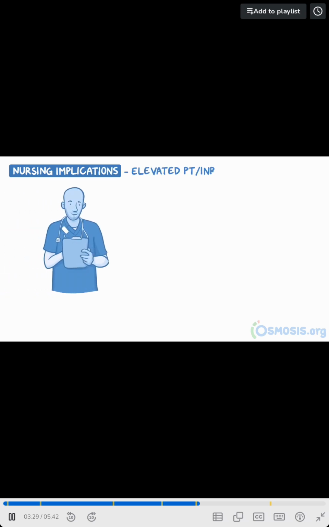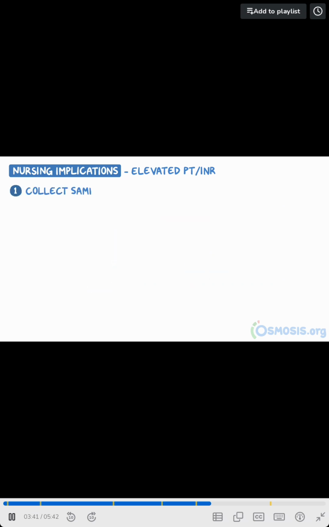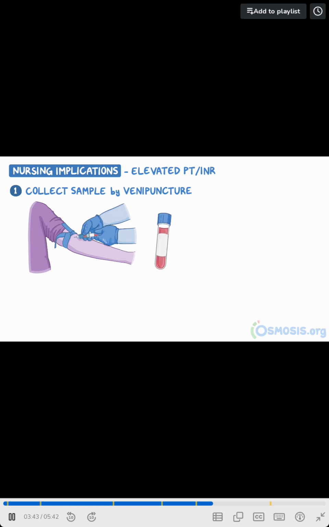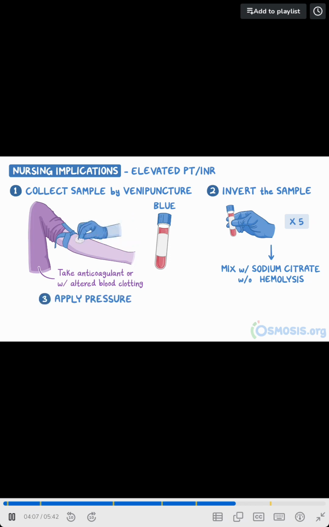Okay, let's look at the nursing management for your client with an elevated PT-INR. Goals of nursing care are to assist in identifying and addressing the underlying cause, and monitoring for complications. Begin by collecting a sample by venipuncture. Typically, you'll use a light blue top tube. After obtaining your sample, gently invert the tube 5 times to mix the additive sodium citrate without causing hemolysis, or breaking apart of the red blood cells, which will alter the results. Keep in mind that clients taking an anticoagulant or with altered blood clotting often have increased bleeding after a venipuncture, so be sure to apply pressure to the site.